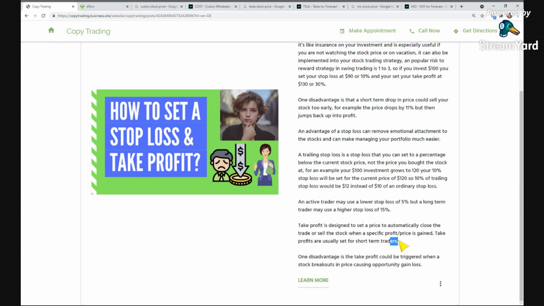But now the stocks have grown in price all last year. I'm changing my strategy a little bit to do swing trading on my copy trading firm account, and I'll show you how I'm going to protect my investment and how I'm going to manage this account. Okay. So one disadvantage to take profit is that it can trigger before a stock breakout.